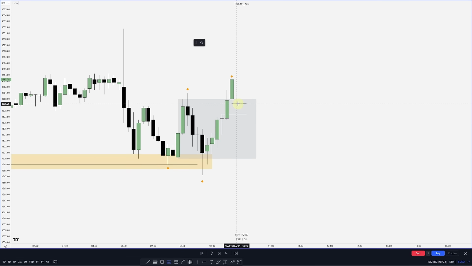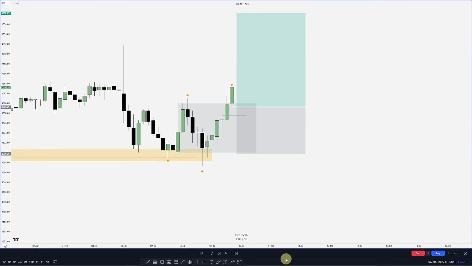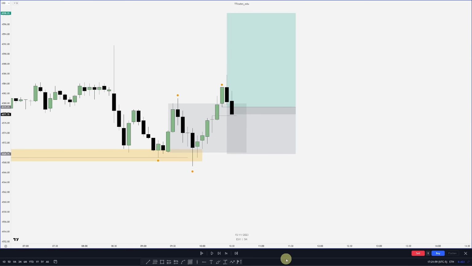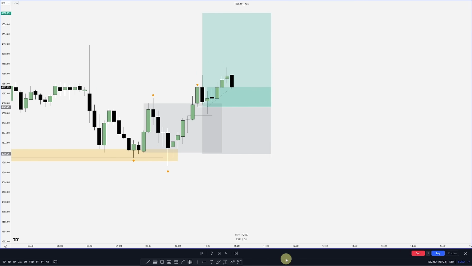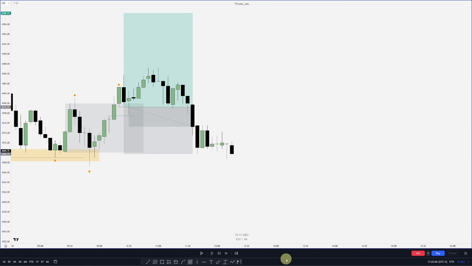So looking to take an entry at the fair value gap, my stop below the breaker and targeting 2R, it would look something like this. So let's see how this works out. So here we get filled. And there we get stopped out.